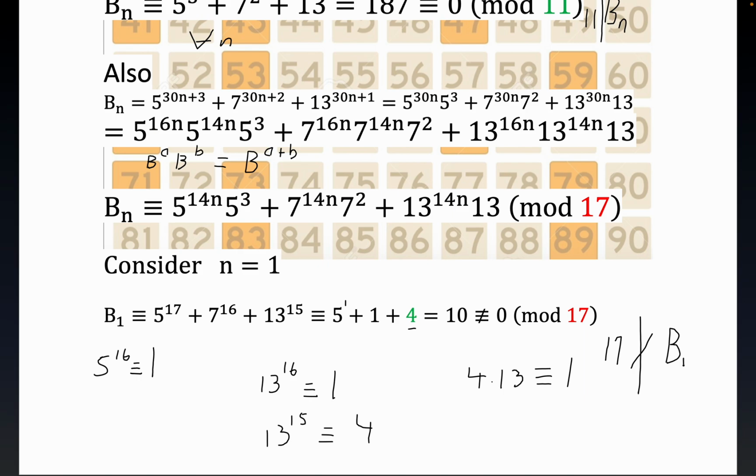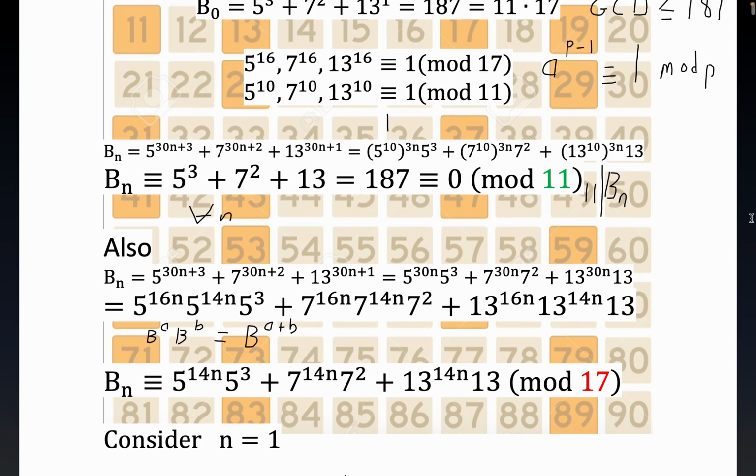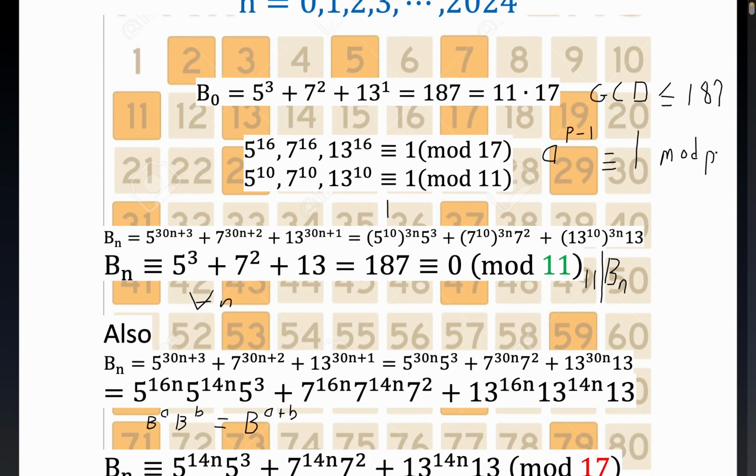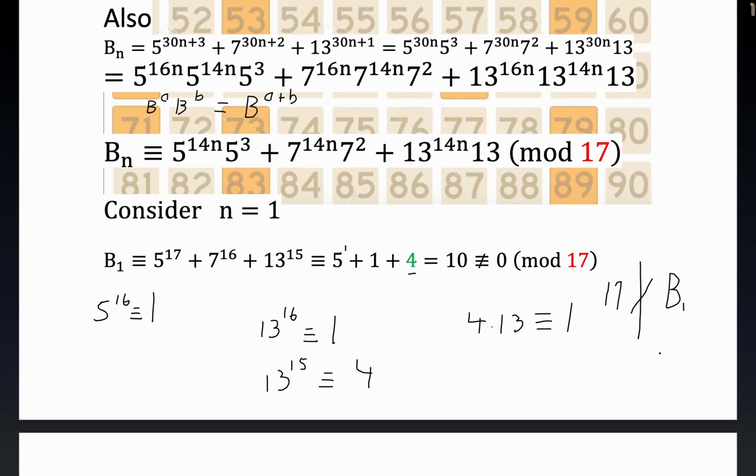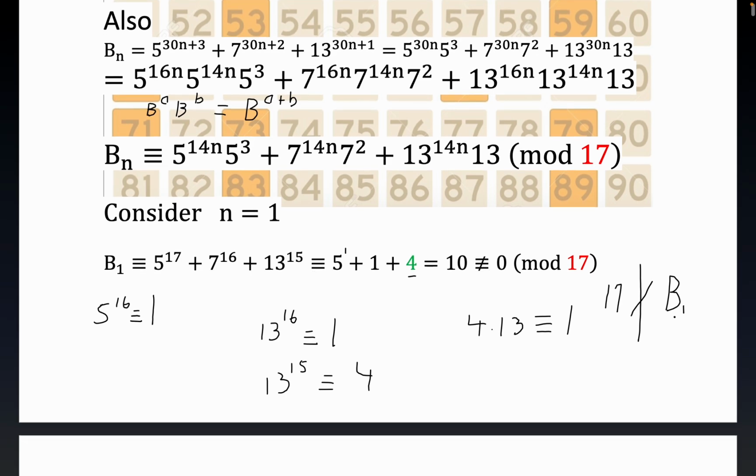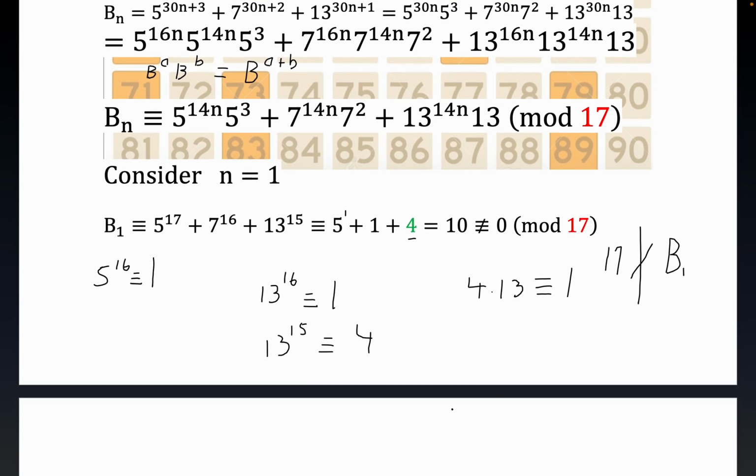So what is this? All of this leads to the fact that we know from here that 11 divides b to the n for all n, right? But 17 does not divide one of the b's, right? So what does that force the GCD to be? That forces the GCD to be 11. And I'm sorry I don't have this on one screen, but all the pieces are in place. So the GCD of all 2025 of those numbers is indeed 11.